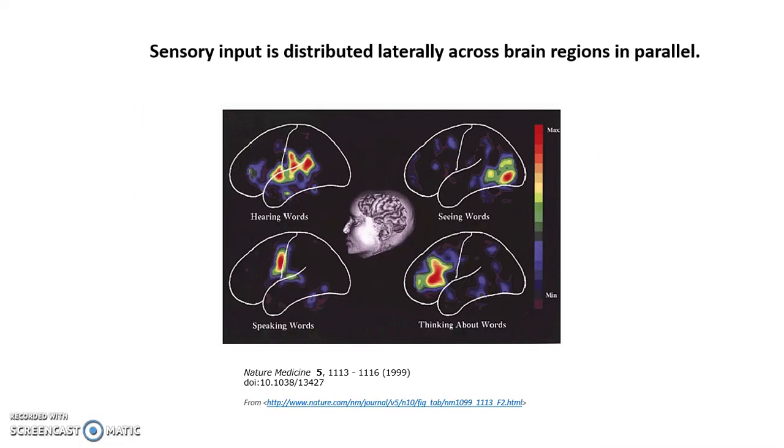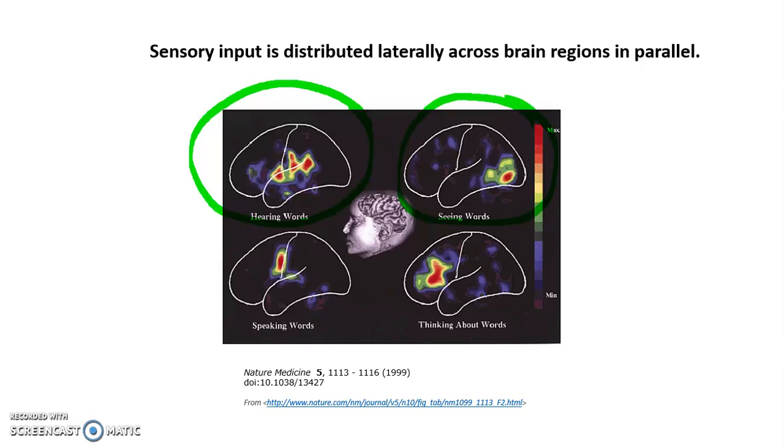If we look at a PET scan, we can see visual stimuli activates one area of the cerebral cortex, and auditory stimuli activates another part of the cerebral cortex. The task of recognition is distributed laterally across brain regions in parallel. Each area is specialized to handle different components of the recognition process. All the sensory input is distributed to different locations in the brain to be processed.